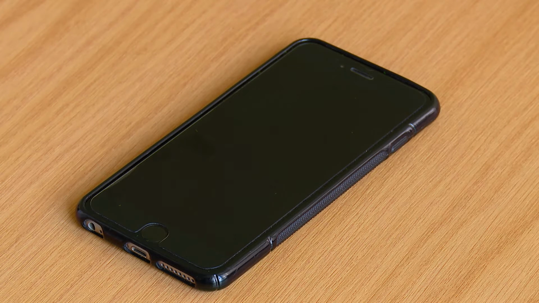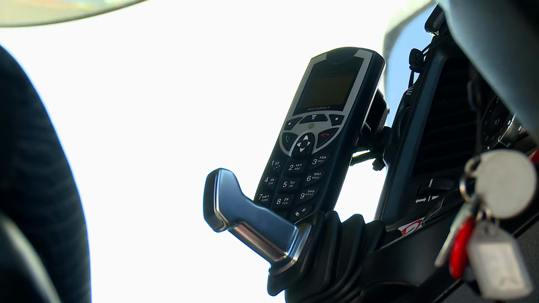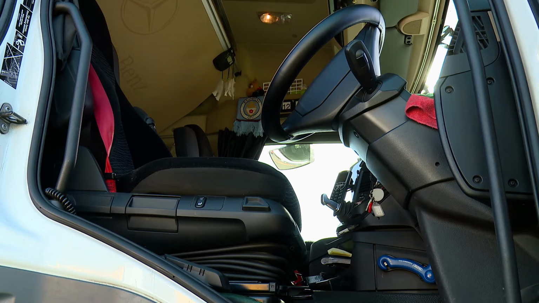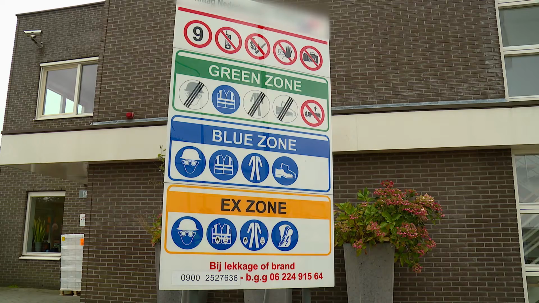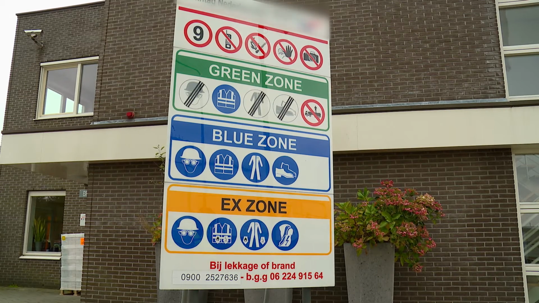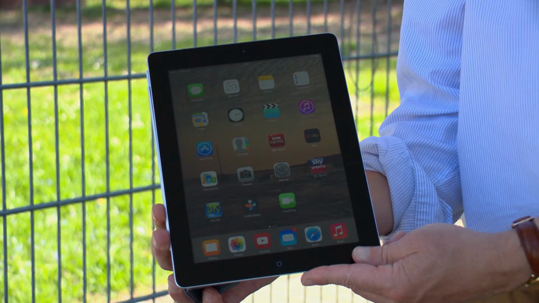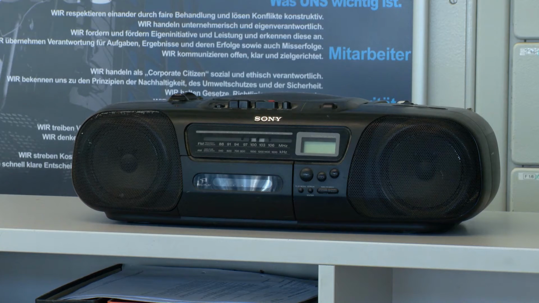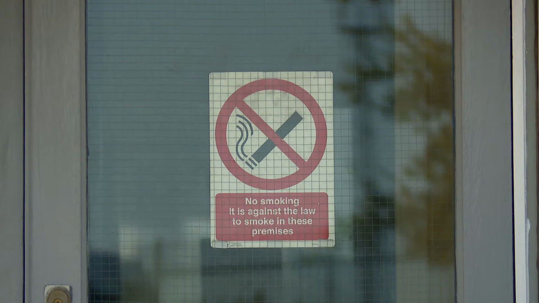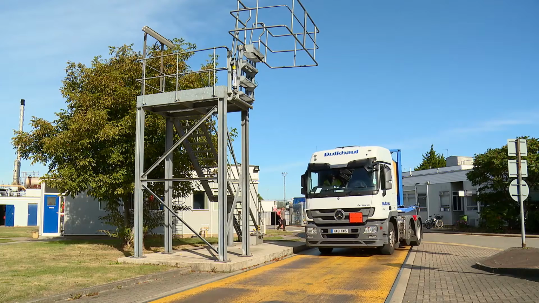Mobile phones and all other potential sources of ignition must be switched off and either handed in at the designated area or secured inside the vehicle. These include lighters, electronic cigarettes, matches, Bluetooth accessories, tablets, radios, and wearable technology. Smoking, including electronic cigarettes, will not be permitted.